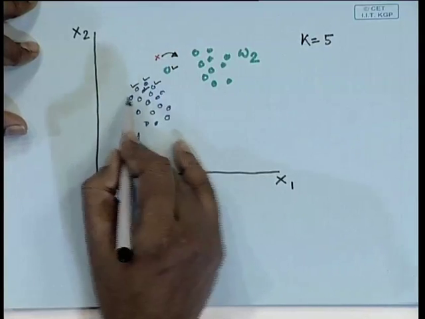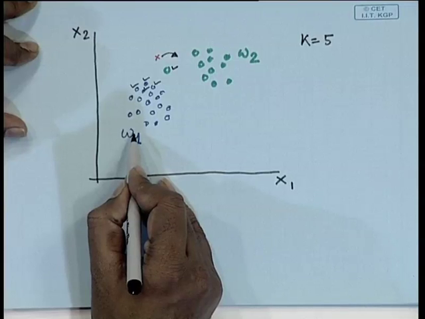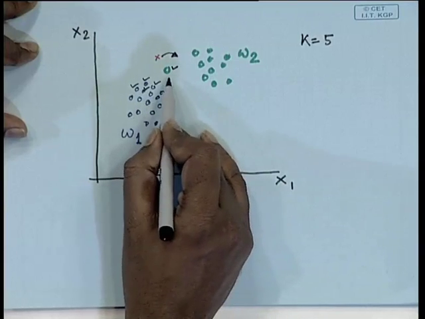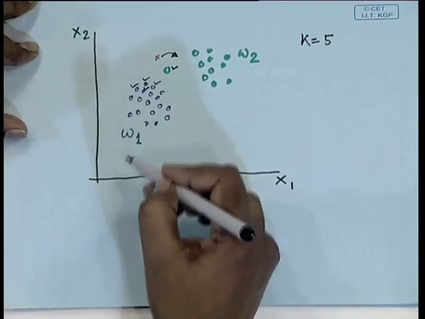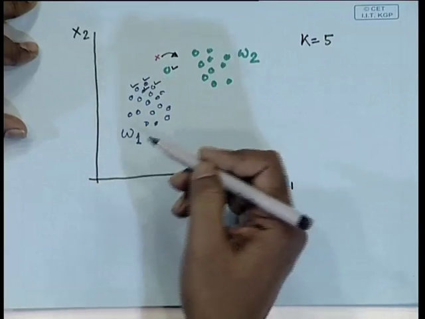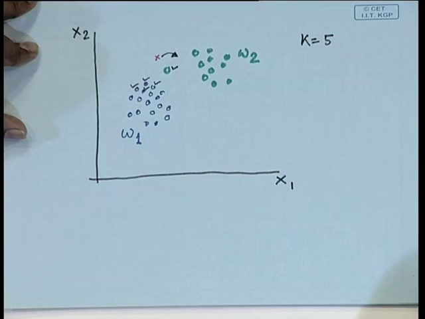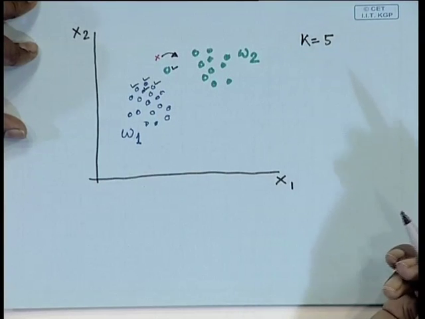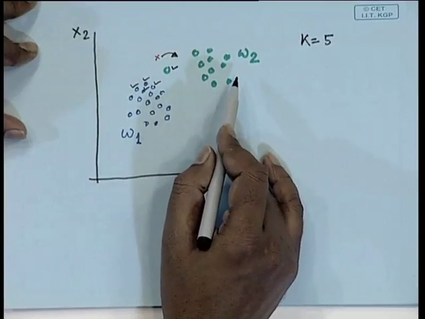Out of 5, you find that there are 4 samples which are coming from class omega 1, and I have only 1 sample which is coming from class omega 2. So, it is class omega 1 which is maximally represented in those 5 training samples. So, I have to classify this unknown sample x to class omega 1 rather than class omega 2.